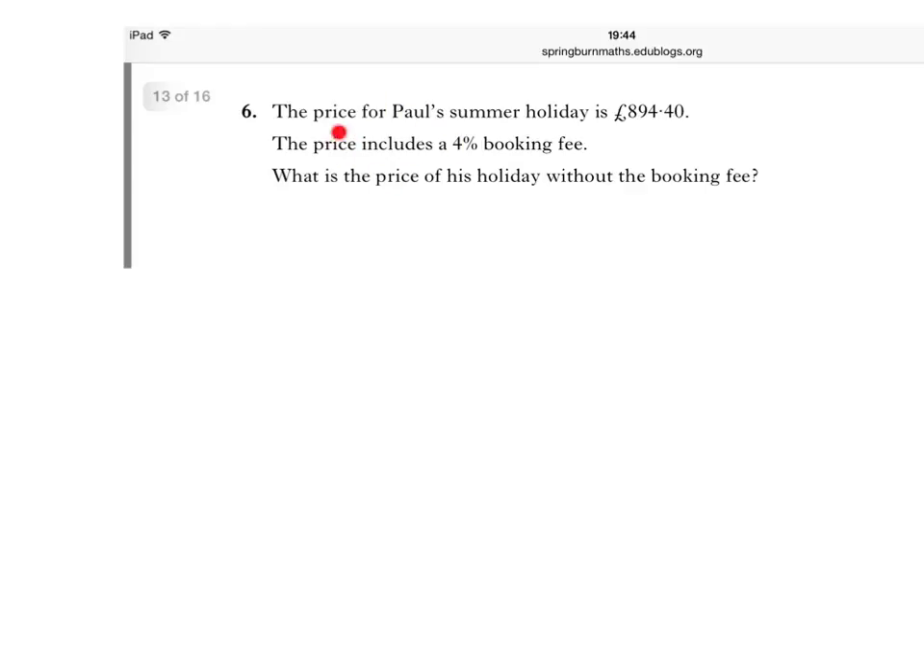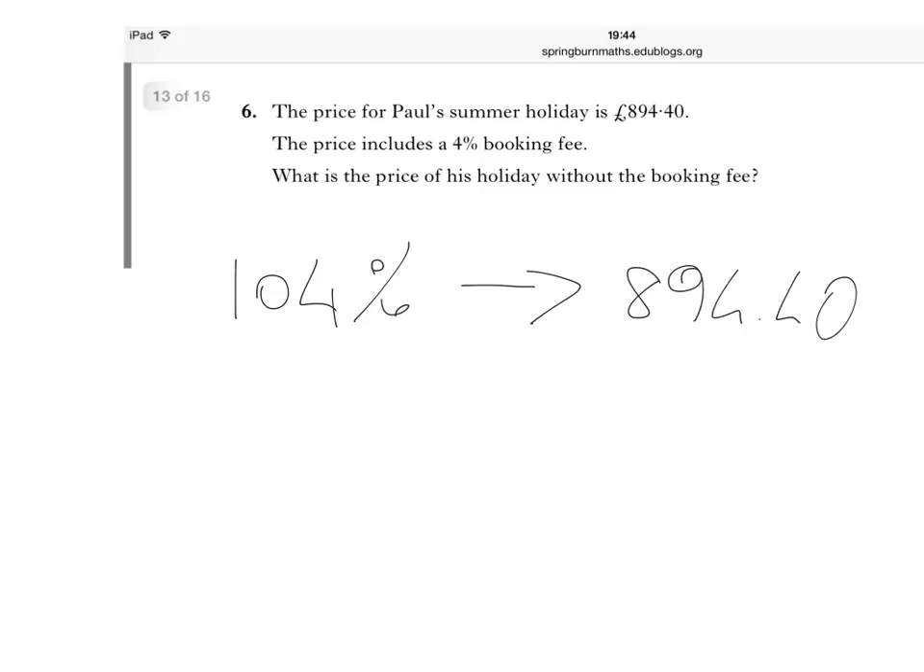Now, the word include is important because that means that something's been added on. So the original percentage will be 100%, but an inclusion of 4% brings it up to 104%. So 104% is equivalent to £894.40.